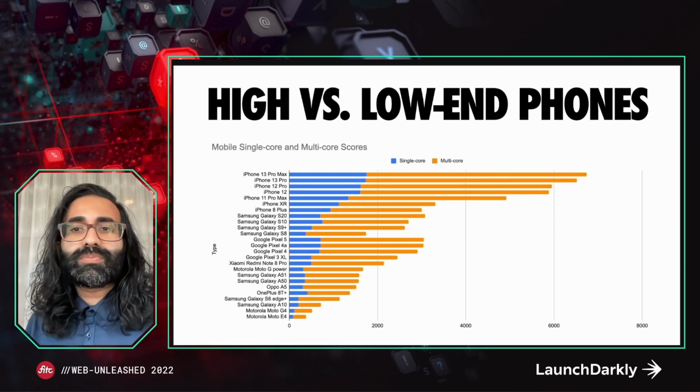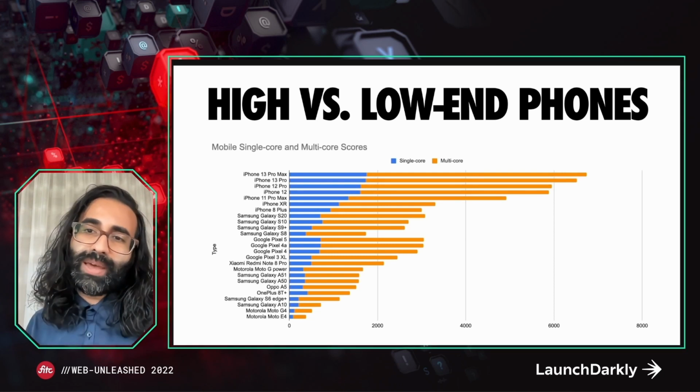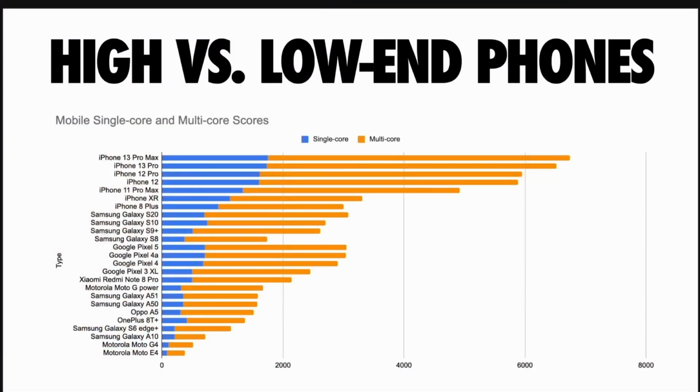Let's look at some data. So what's on screen right now is a visualization of some Geekbench data. Geekbench is a cross-platform processor benchmark with a scoring system that separates single-core and multi-core performance, and it uses workloads that try to simulate real-world scenarios. Here's a plot of Geekbench single and multi-core tests for a range of high, mid, and low-end phones.